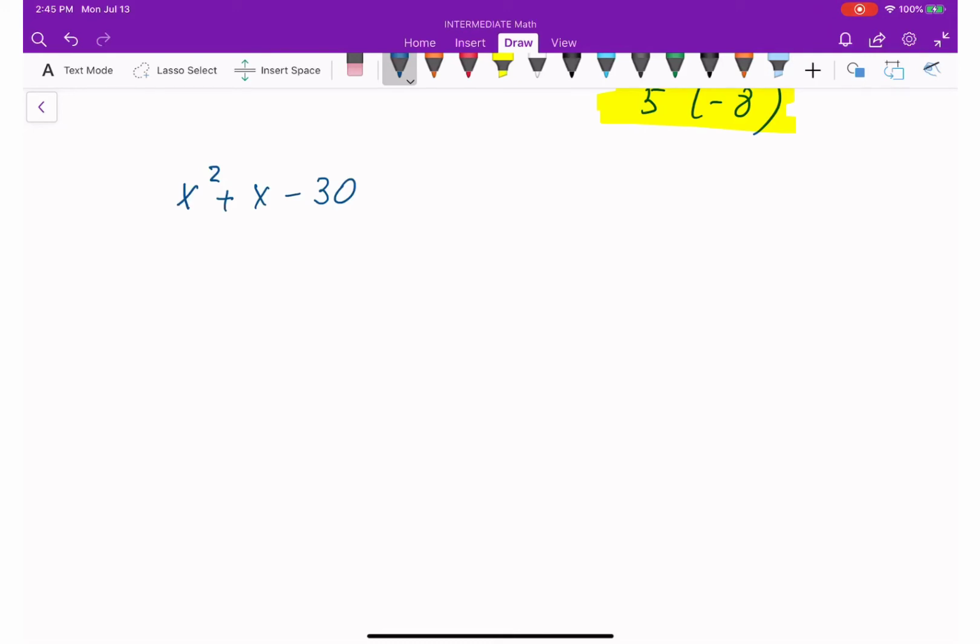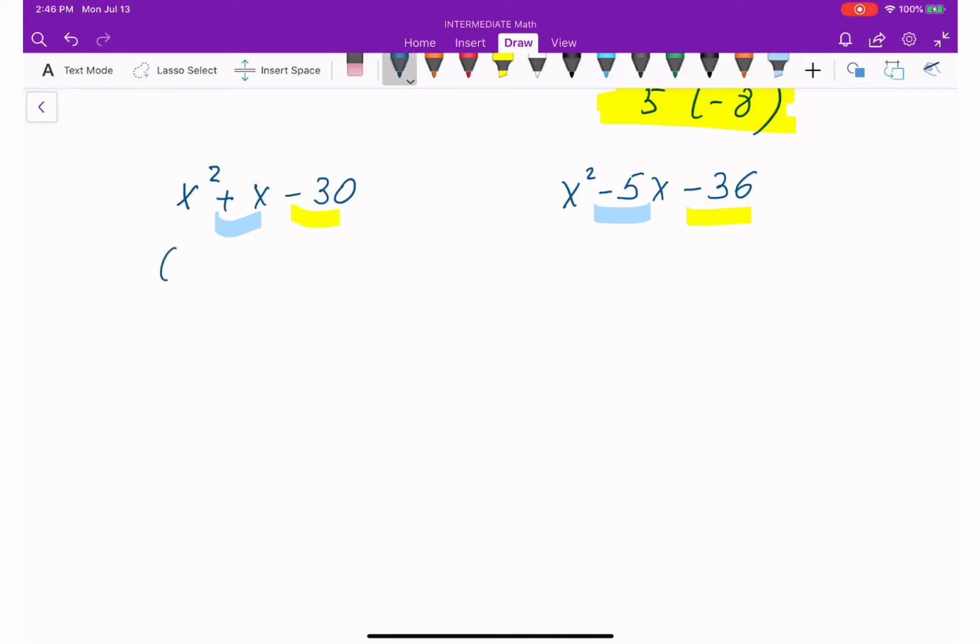What else do we have? x squared minus 5x minus 36. All right. So since our product is negative, that means one is positive, one is negative. Now looking at this sign, the biggest number is going to be positive. Looking at this sign, the bigger number is going to be negative. Well, let's go for it.